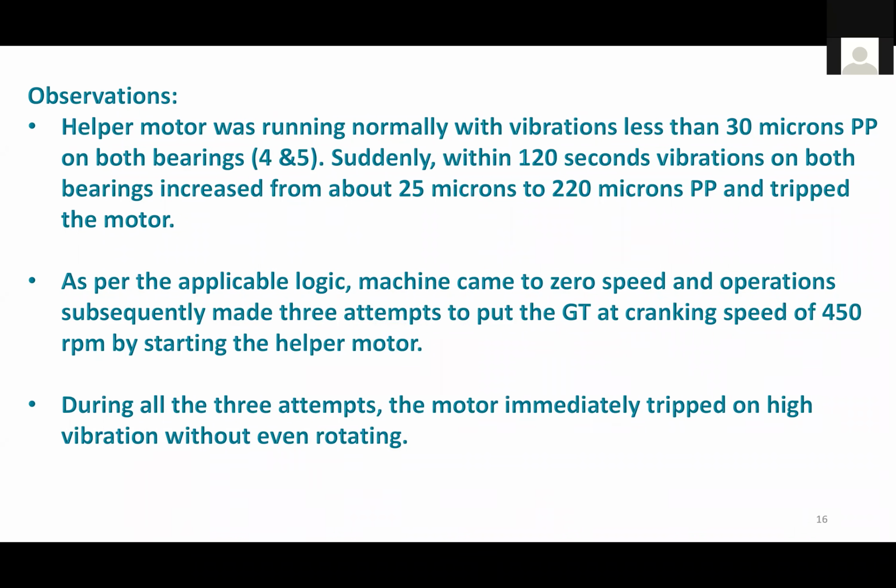But in this particular case, when the operation tried to start the machine after the normal time, it did not start. So they made 3 attempts to put the GT on cranking at 450 RPM, but all 3 times the machine tripped. During all the 3 attempts, the motor immediately tripped on high vibrations, even without rotating. Now let us see what the shaft centerline plots were telling us during this incident.